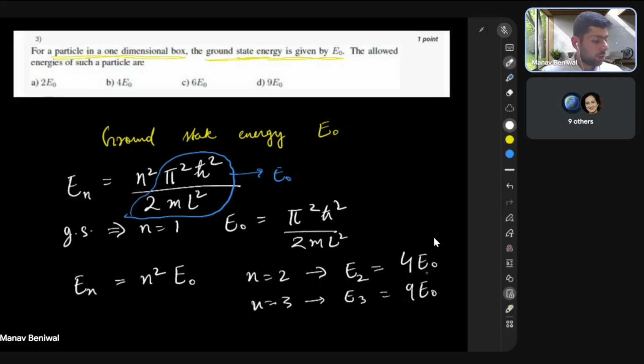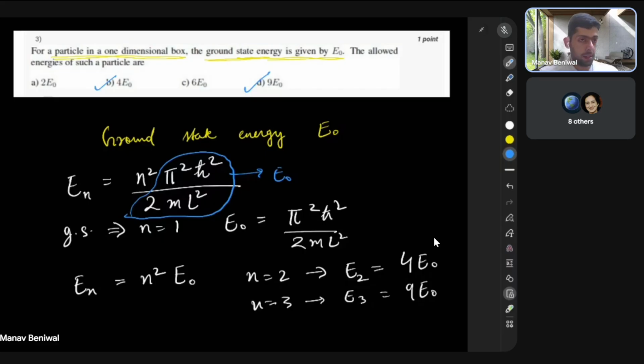So the coefficient of E naught has to be a perfect square, and if we look at our options, option B and option D, because here we have 4 E naught and there we have 9 E naught. So this was a multiple select question, and we have 2 correct options. Okay, I hope this is clear.